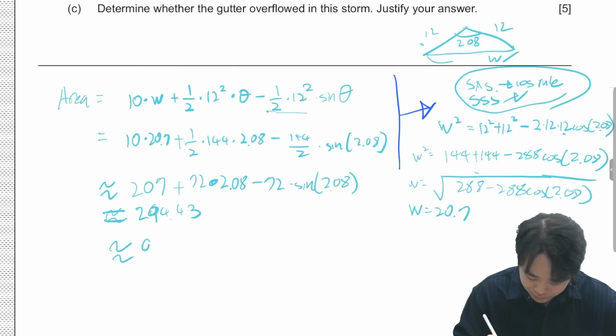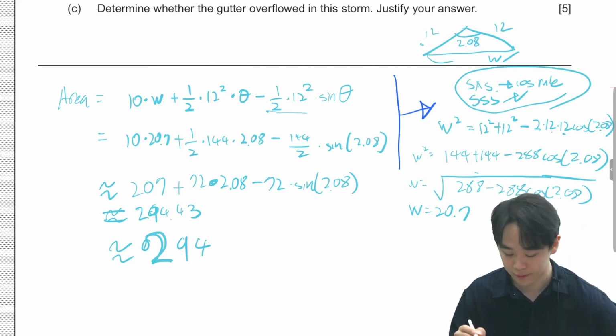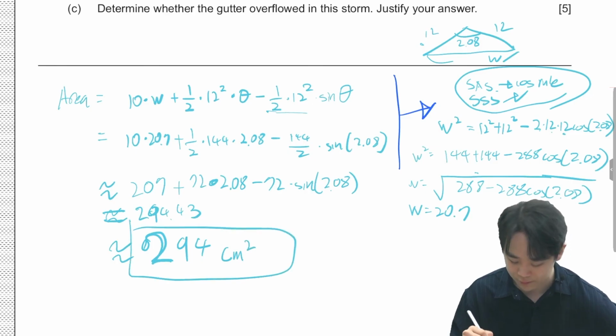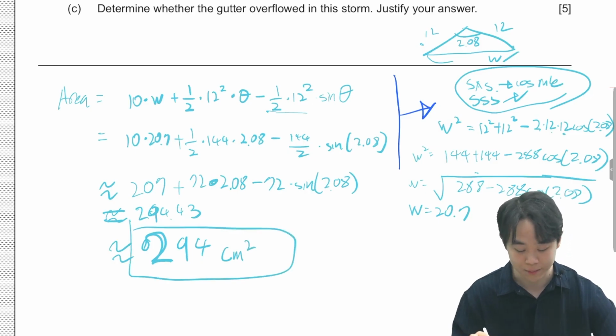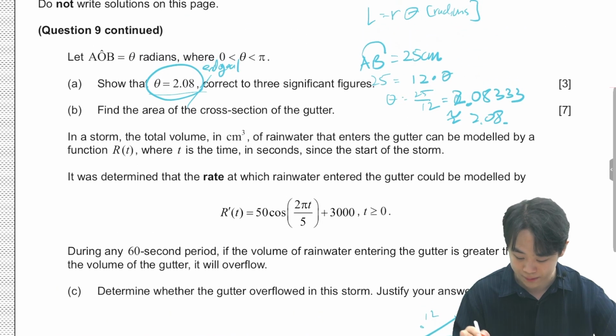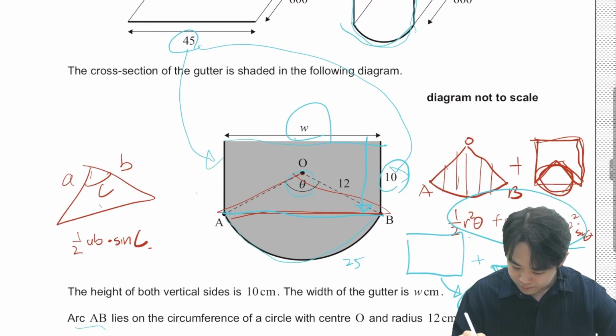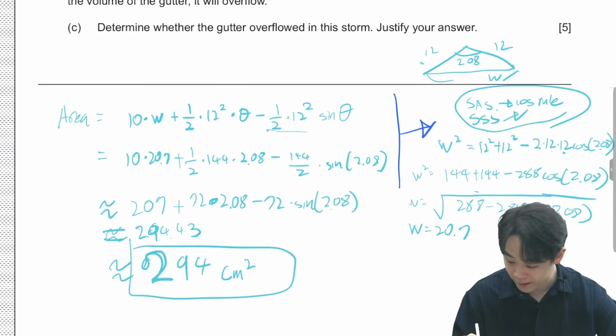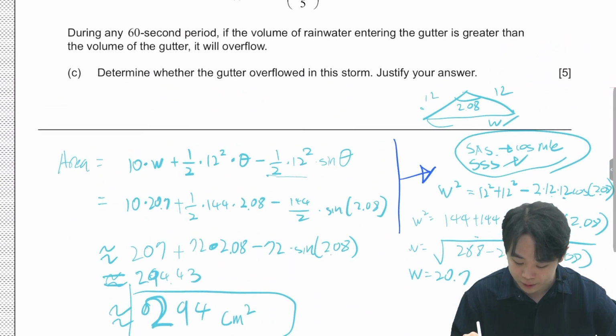Or roughly 294, right? So it's enough that we remain in 3 sig figs. And since it's a cross section with all quantities given in centimeters, it's 294 centimeters squared. So that's how you do part B. Yep, so W, all of these were in centimeters, so we get our final answer in centimeters.